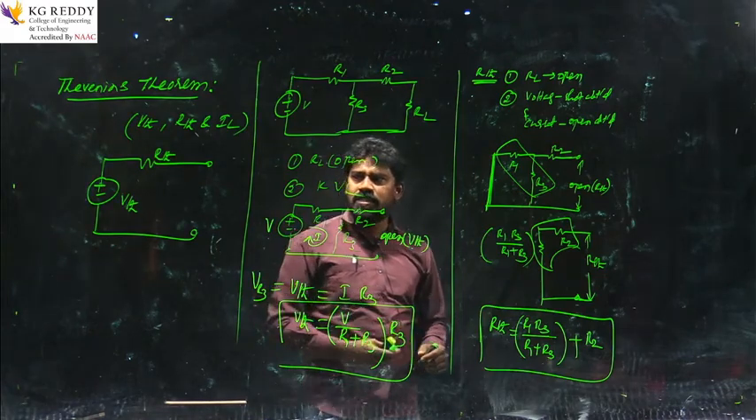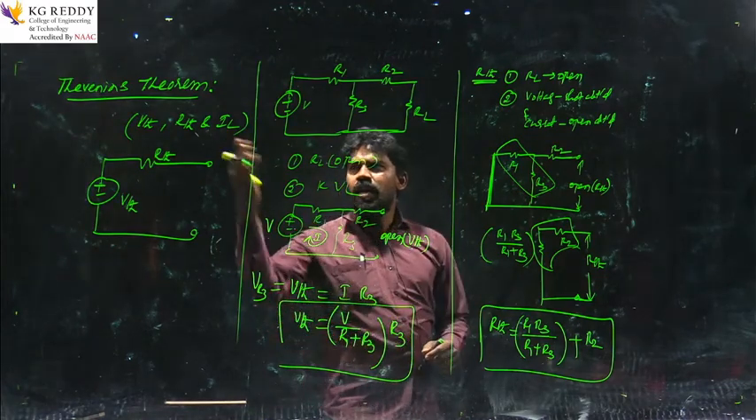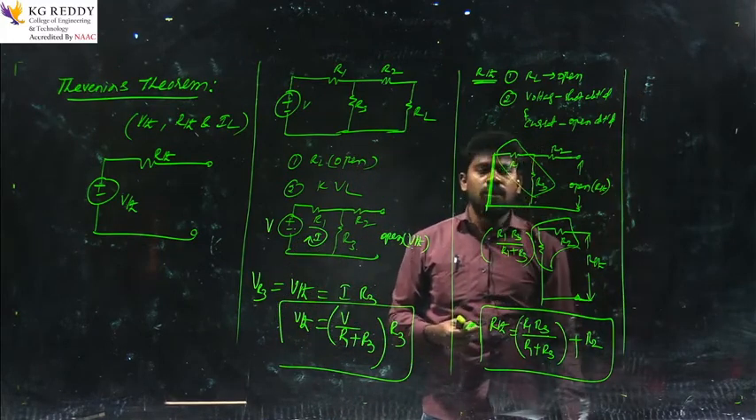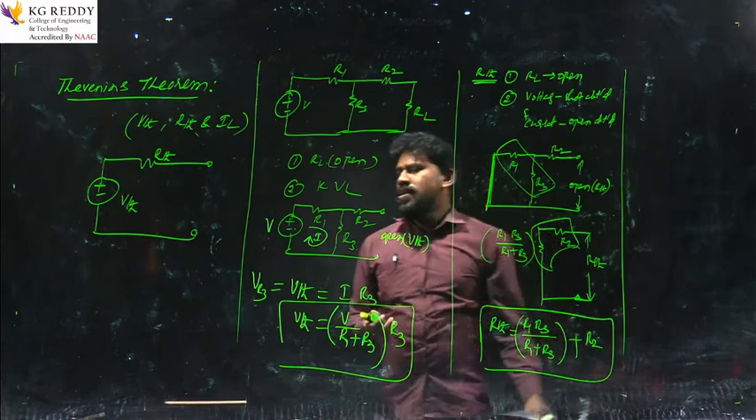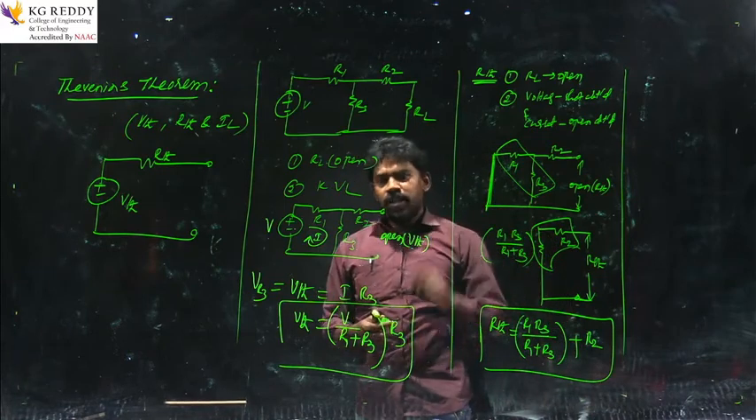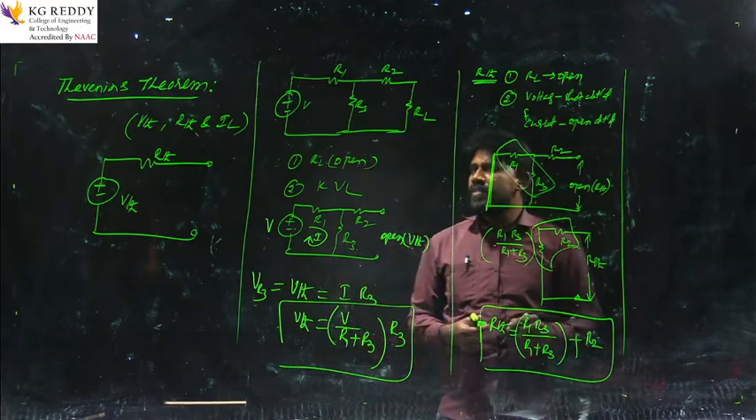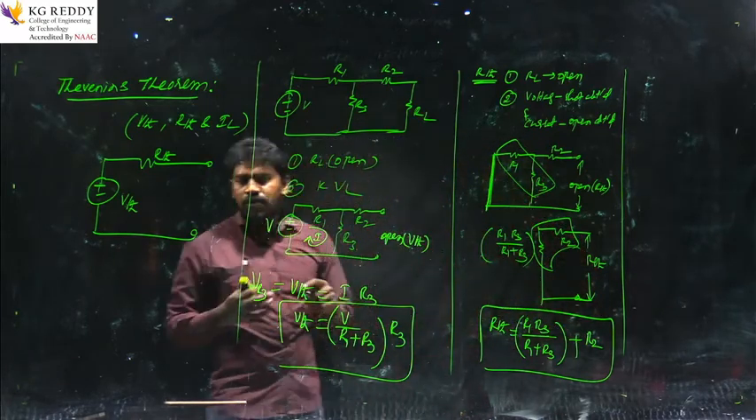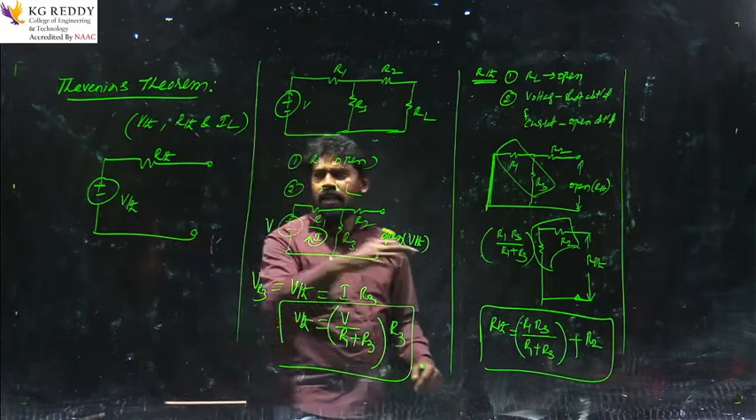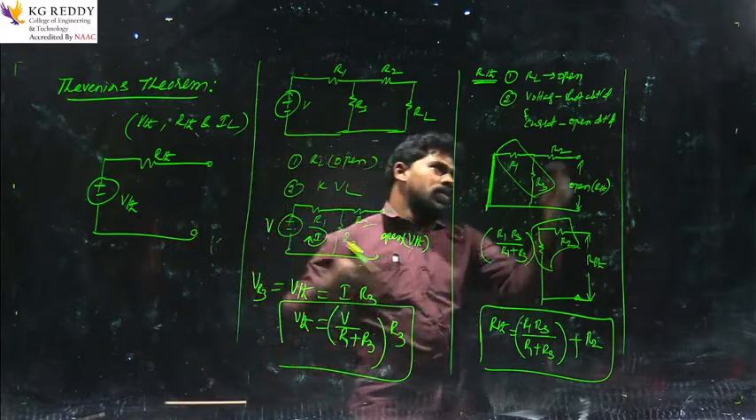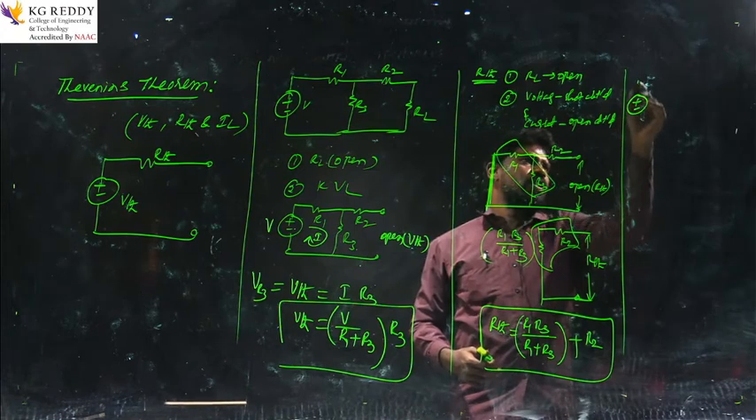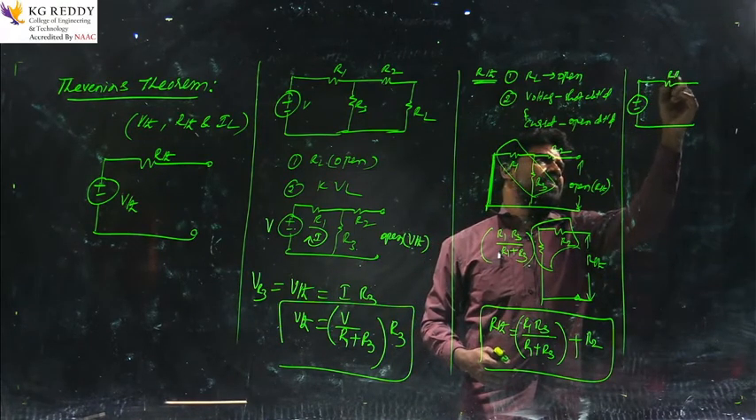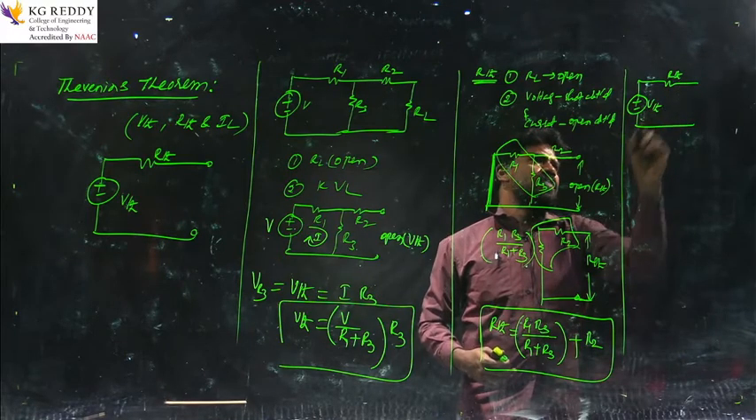So, what is our next step? IL. How can we find IL, the load current? When the circuit is a closed one, there is a chance for current to pass. After getting VTH and RTH, we have to draw the equivalent circuit. I have already given the equivalent circuit. By the equivalent circuit only we will get the load current. Yes, this is RTH and this is VTH.